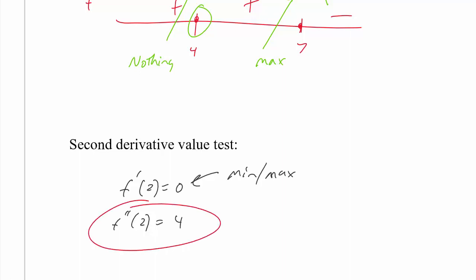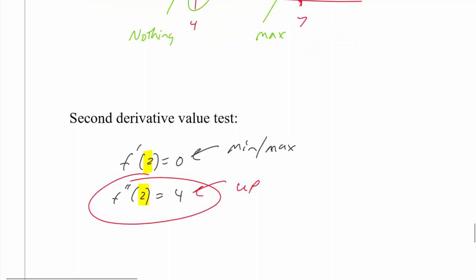Well, what does the second derivative tell us at that x value of 2? At 2, the second derivative is 4. I don't really care what the number is. All I need to know is that it's concave up. So if at 2 my graph is concave up and I know the derivative is 0, then I know it is a minimum. So the second derivative value test can be used where you don't want to draw the whole number line, or you're going to verify. It should give you the same answers, so you're going to verify what you found for your derivative.